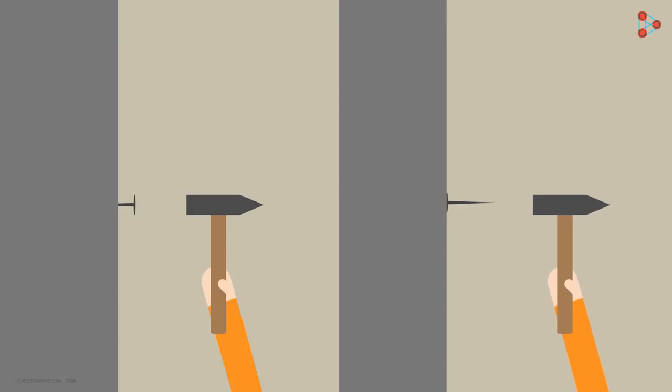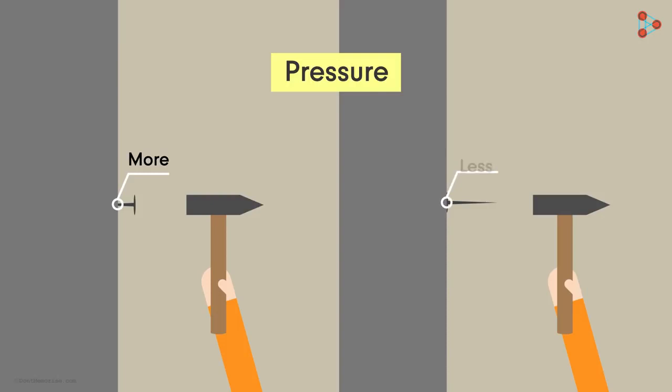You will find it difficult to push the flat face of the nail through the wall even if you apply more force than you did in the first case. What is the reason for this? The reason is that the pressure applied by the tip of the nail on the wall is more than the pressure applied by the nail's flat surface. But the question is why? First, notice that the area of the tip of the nail is very less as compared to the area of its flat surface. This tells us that the area of the surface on which the force is applied matters.